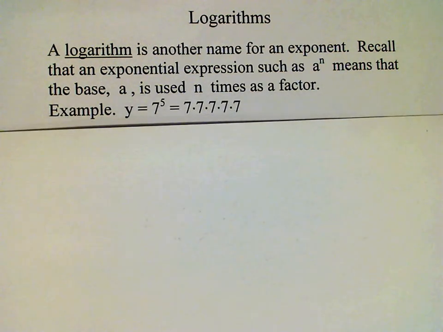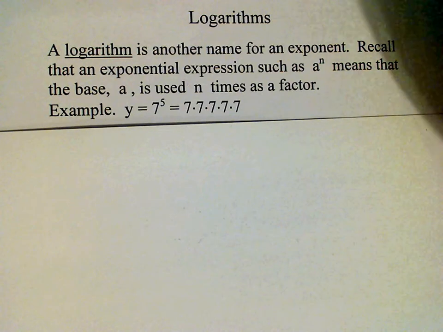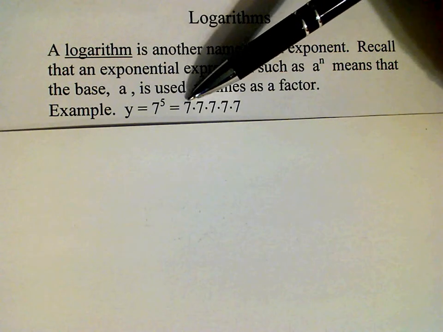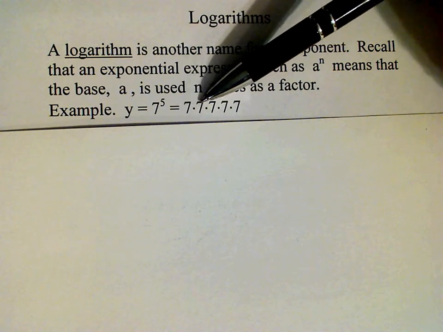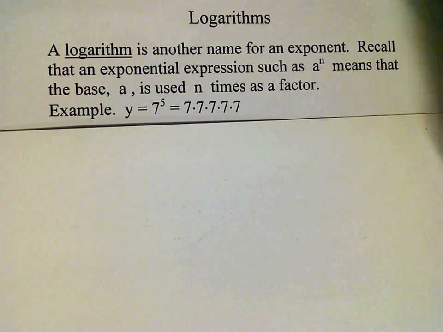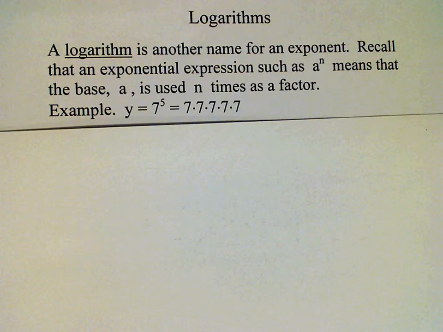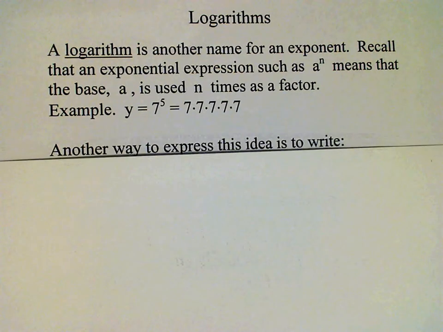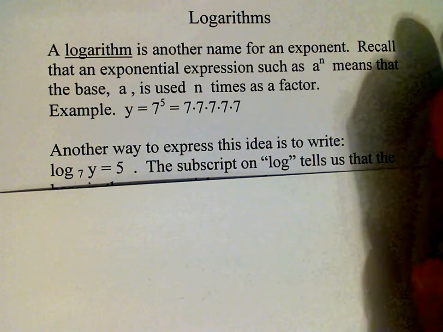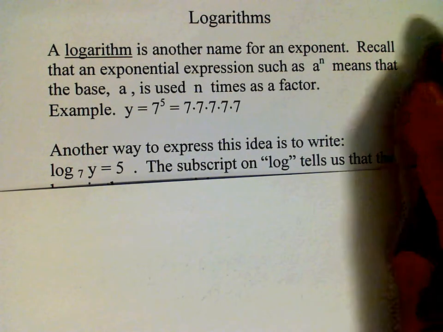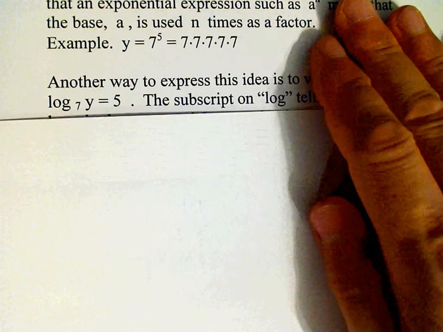So for example, if y equals 7 to the 5th, that means that we need to use 7 as a factor 5 times. 7 times 7 times 7 times 7 times 7. Now, the logarithmic form is just another way to express this same idea.